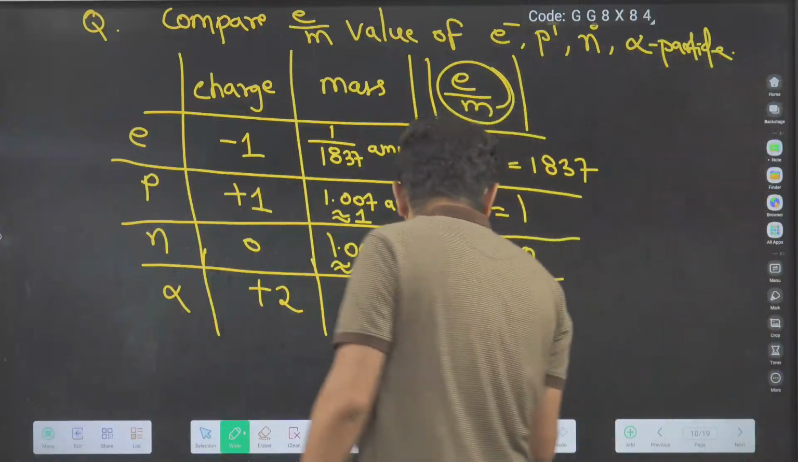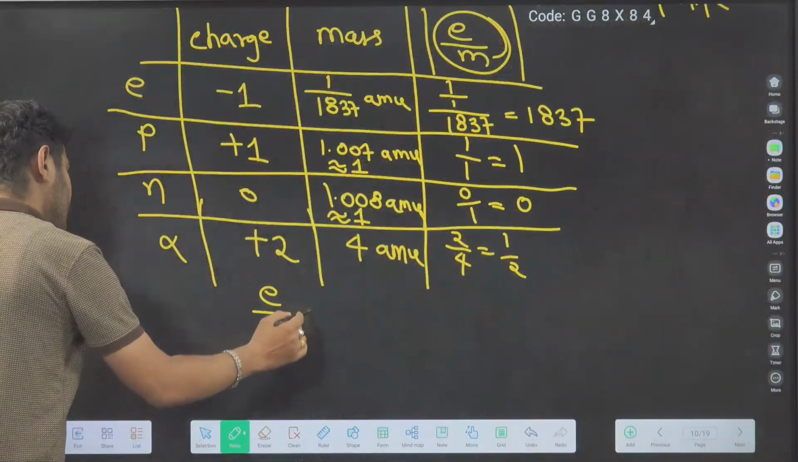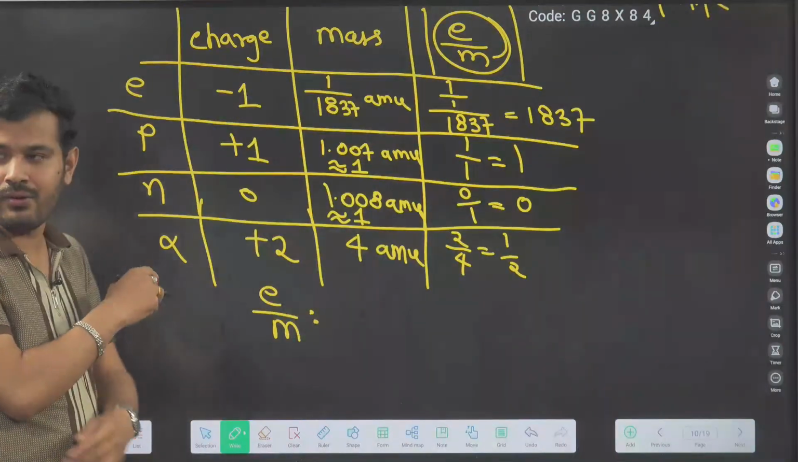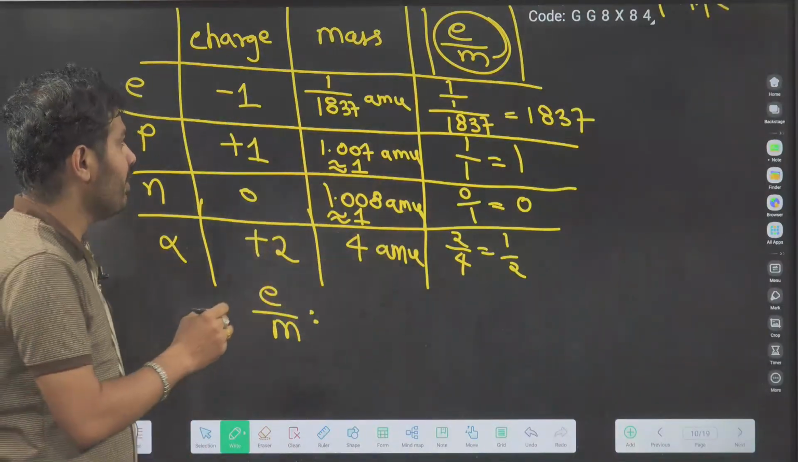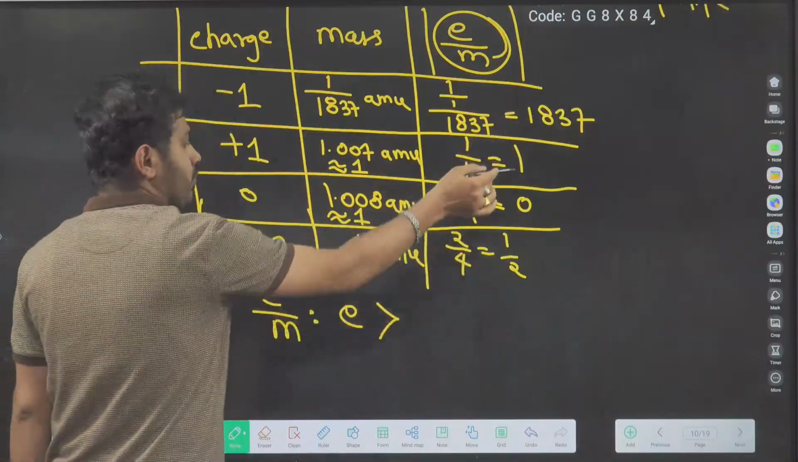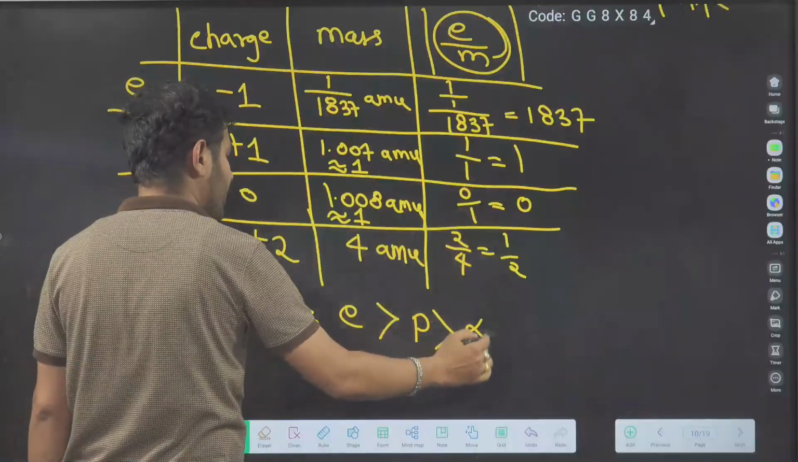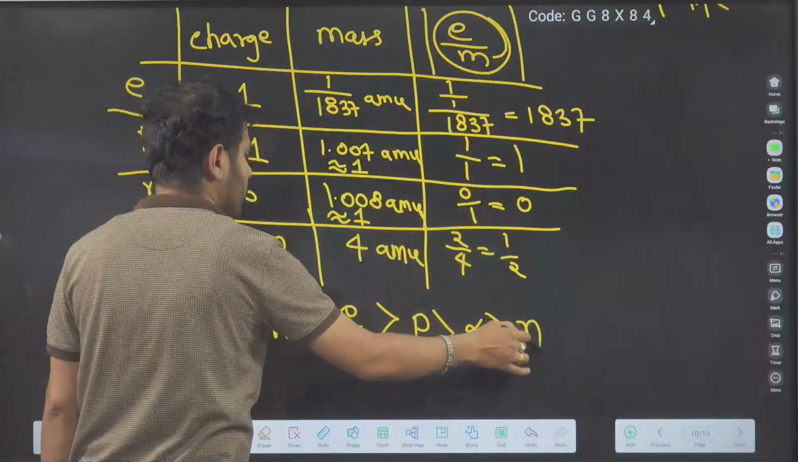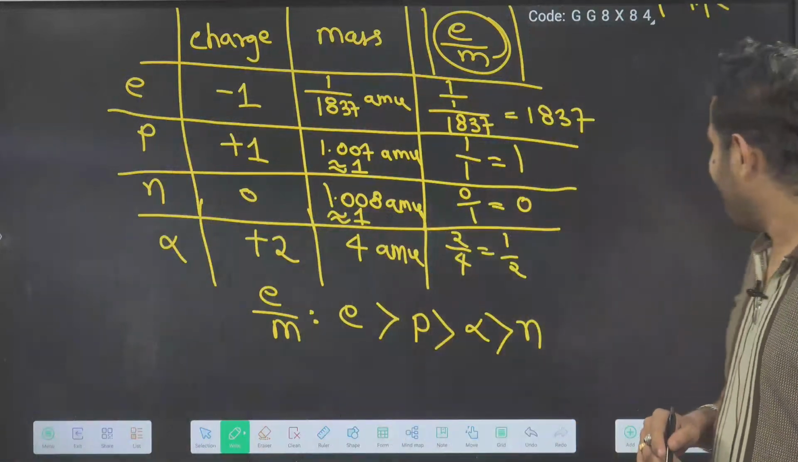Now you tell me what is the correct order here for the E by m value. Which one is the maximum value? Maximum is 1837, that is for the electron. Then comes 1 for the proton, then half for the alpha, and then the minimum for the neutron. This is the order: electron, proton, alpha particle, and the neutron.